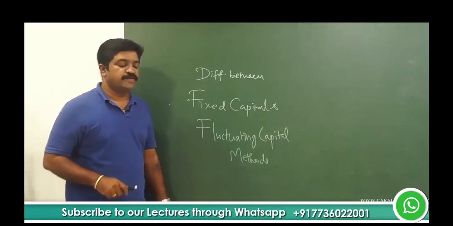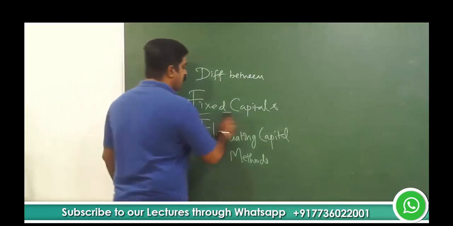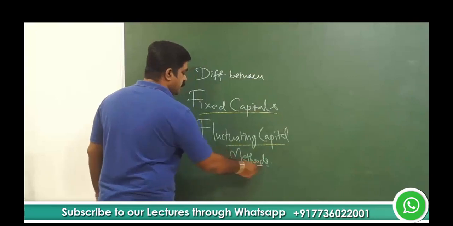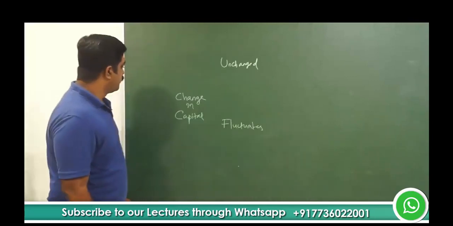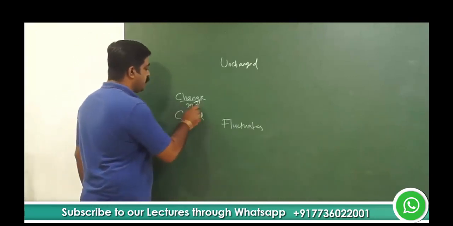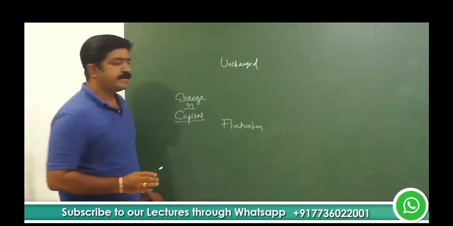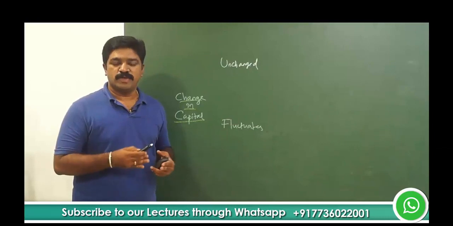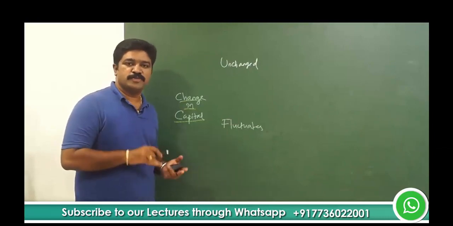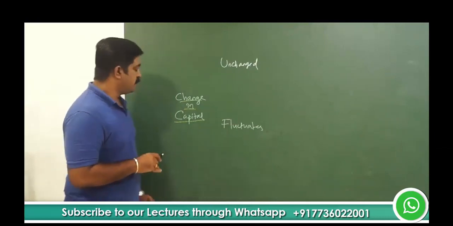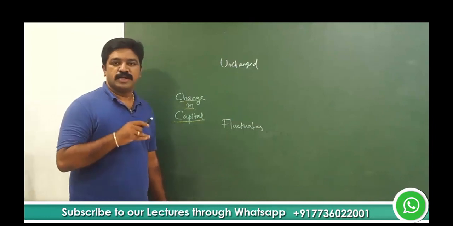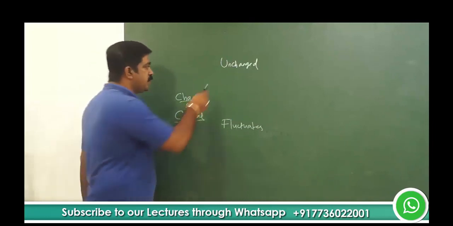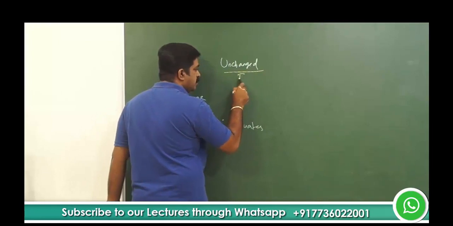Let us understand the difference between fixed capital method and fluctuating capital method. The first difference being change in capital. In one method, capital will remain unchanged, whereas in another method, it will keep on fluctuating. In which method is capital going to remain fixed? The capital will remain unchanged. It will remain fixed under fixed capital method.